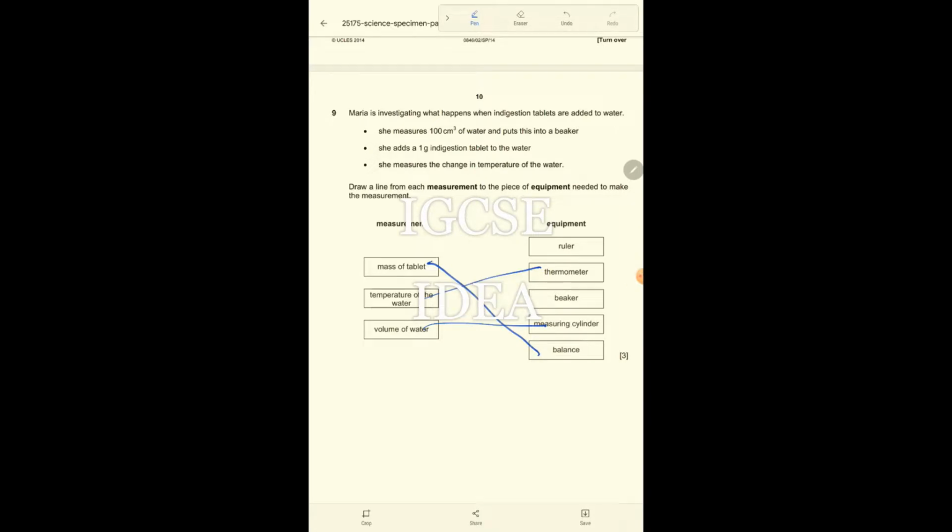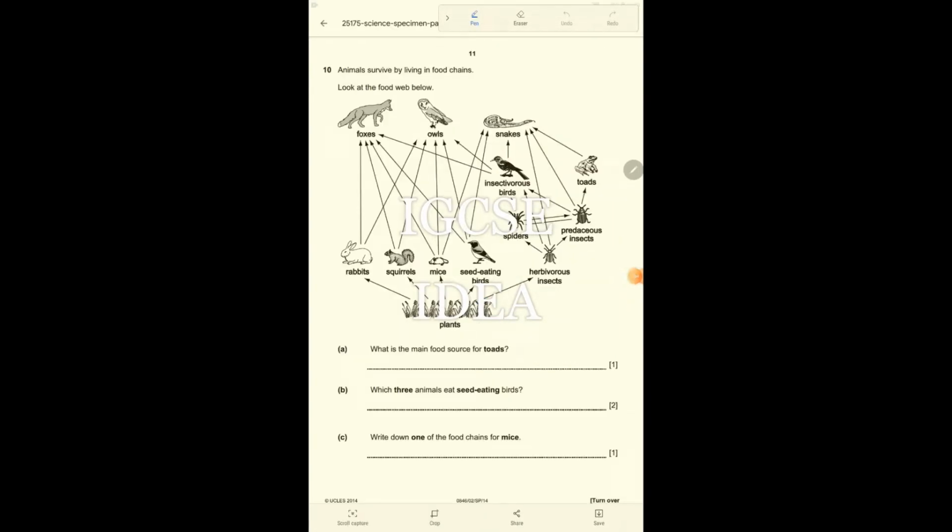Okay, animals survive by living on food chains. Look at the food web below. Okay, this is a food web. We can see that there are many types. A snake acts as many different types of consumers. I think it acts as a quaternary consumer. So snakes act as a quaternary consumer, a tertiary consumer, and a secondary consumer, many types. That's there for all these kinds of species. So this is a food web.